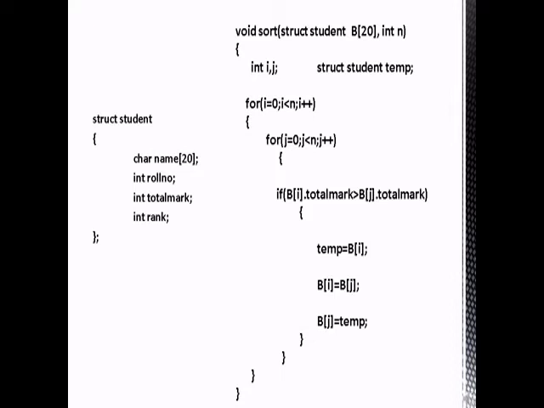Like the other sorting functions, we have two loops: for i equal to 0, i less than n, for j equal to 0, j less than n. You are comparing B[i] total mark and B[j] total mark. If it is greater, you are swapping. So after the end of the outer loop, we will get the structure of students in sorted order based on their total marks. Whoever has the highest will be placed first on the list.